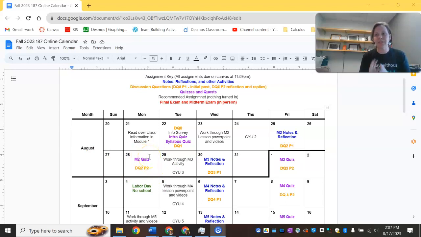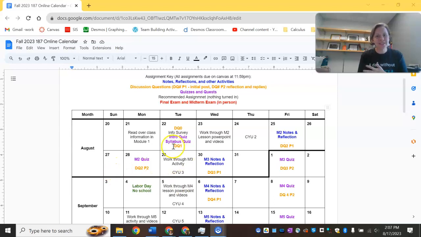So every module is going to have a short little quiz, your chance to check, do you understand what you were supposed to? It's a chance for me to give you some feedback on where you might have gone wrong or what learning you still need to do. And so you'll see those in purple on the calendar.